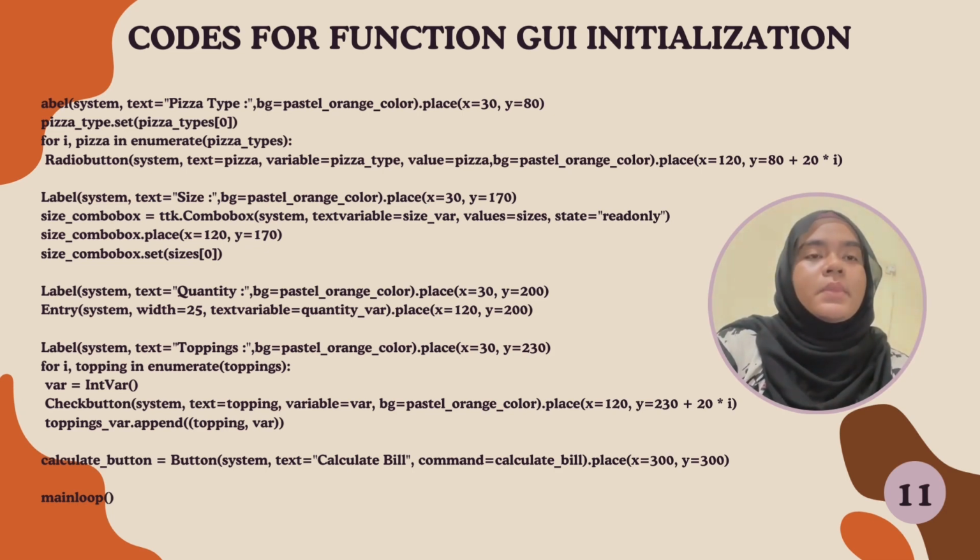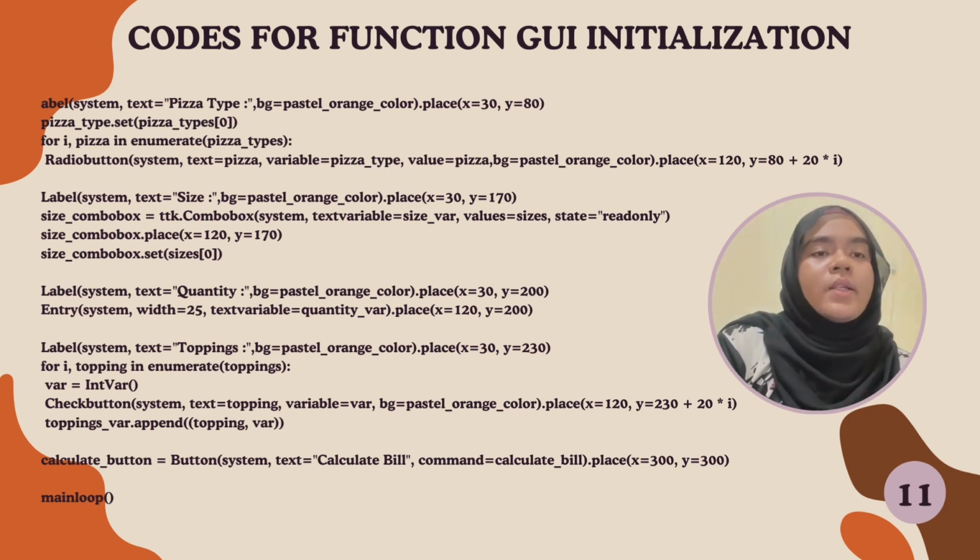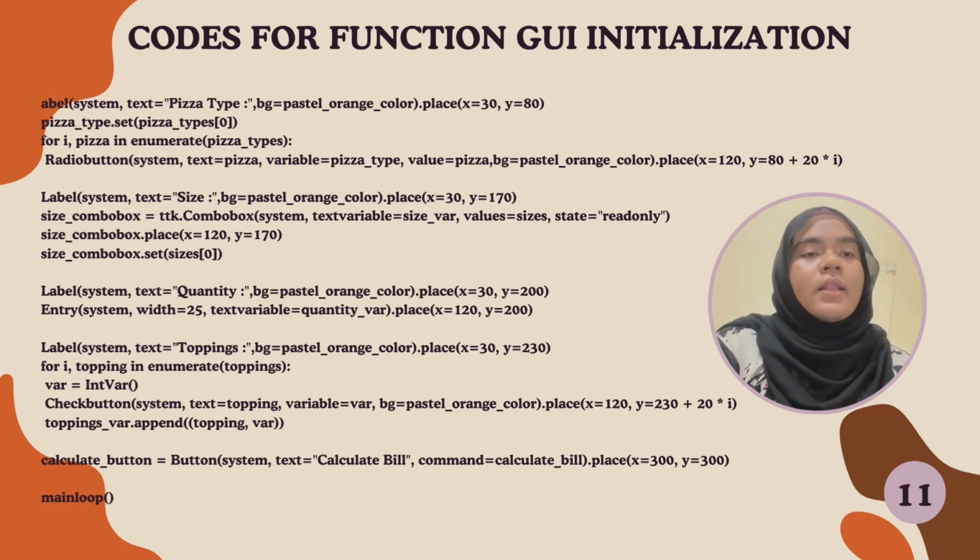Okay, next label system text quantity BG pastel orange plus X30 Y 200. So we create a label widget with the text quantity and place coordinate X30 and Y 200. Entry system width 25 text variable quantity var place X 120 and Y is 200. And we create an entry widget for entering the quantity at the coordinate X 120 and Y 200. Next is label system text topping BG pastel color orange place 30 and Y 230. So we create a label widget with the text toppings.